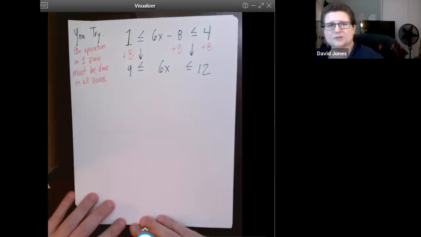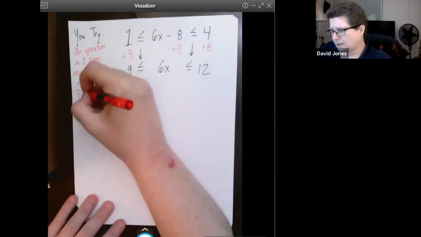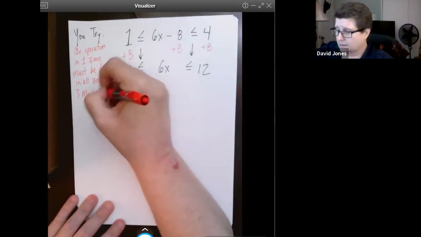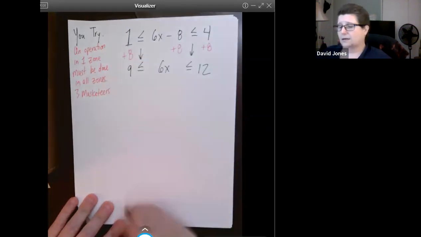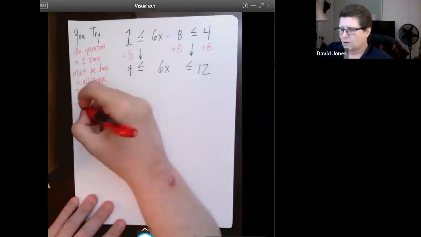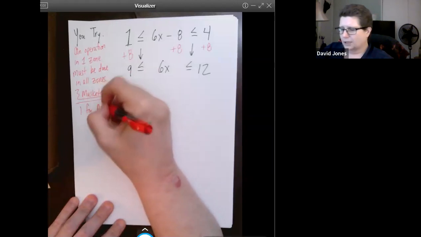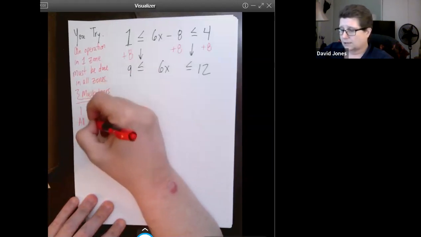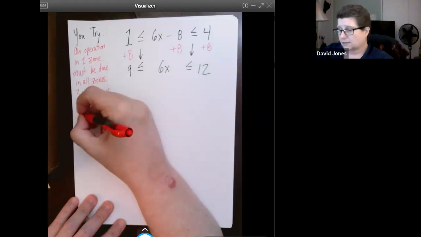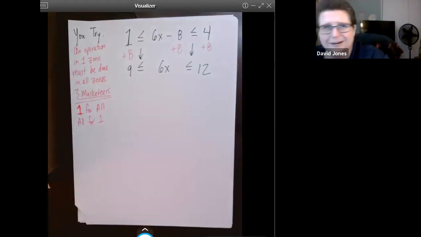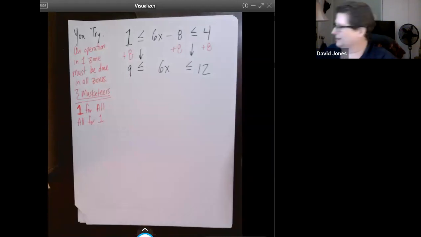Three Musketeers, baby. One for all and all for one. Three Musketeers like the candy bar, or not like the candy bar, like the story, not the candy bar. I just said that completely wrong.